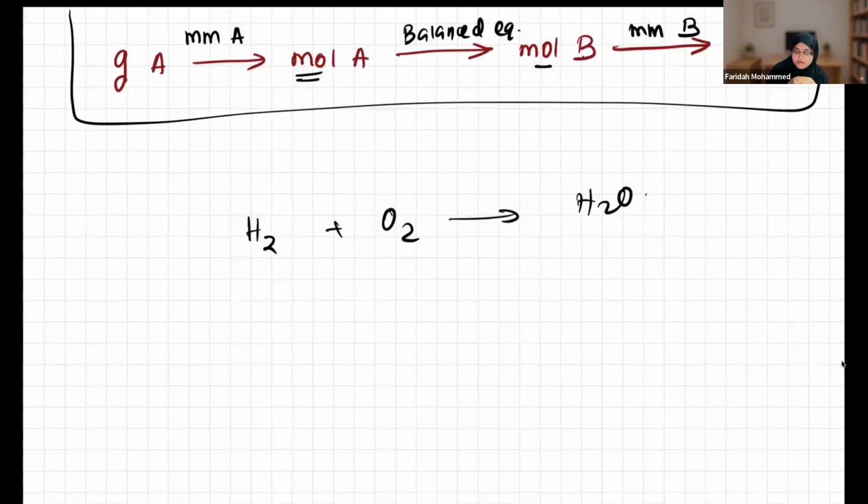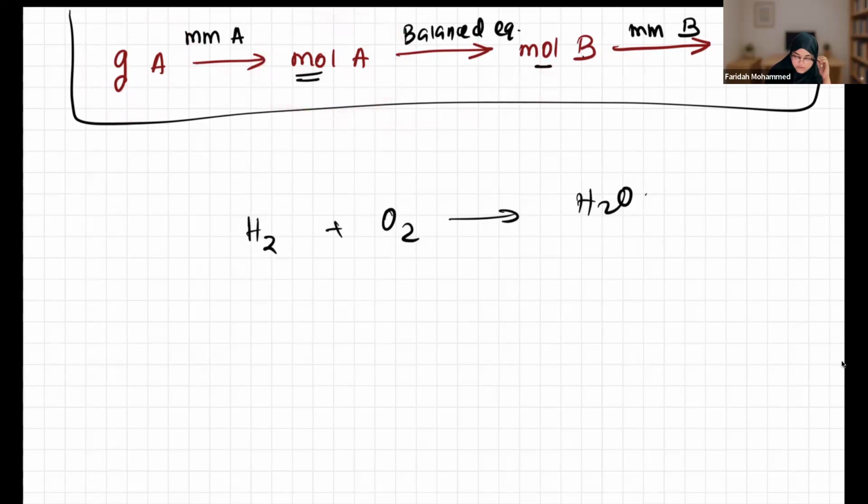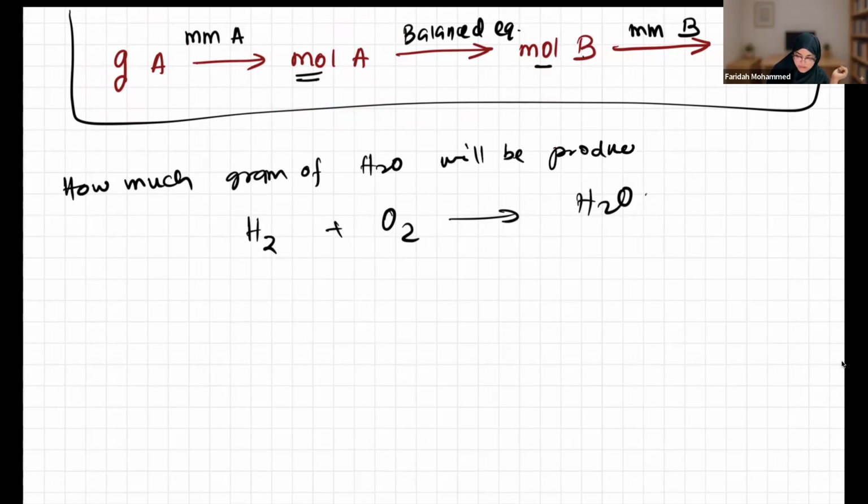Sometimes you don't even have to start here. In some questions, you probably are here and you just want to go here. It depends on where you are in the question. Now let me make a question. How many grams of water will be produced if using 15 grams of hydrogen? Write it down.